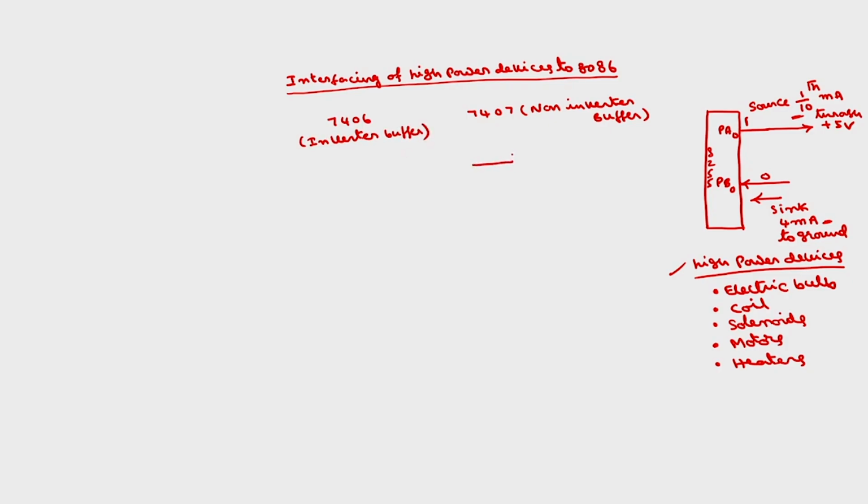The symbol for this non-inverting buffer is this. If you have logic 0 here, the output is also logic 0. If you have logic 1 here, the output is also logic 1. So in terms of voltage it is the same, but this is going to amplify the current. This will act as a current amplifier. Whereas in the case of an inverting type buffer, logic 0 gives logic 1 and logic 1 gives logic 0, but the current capacity will be more. This will also act as a current amplifier.